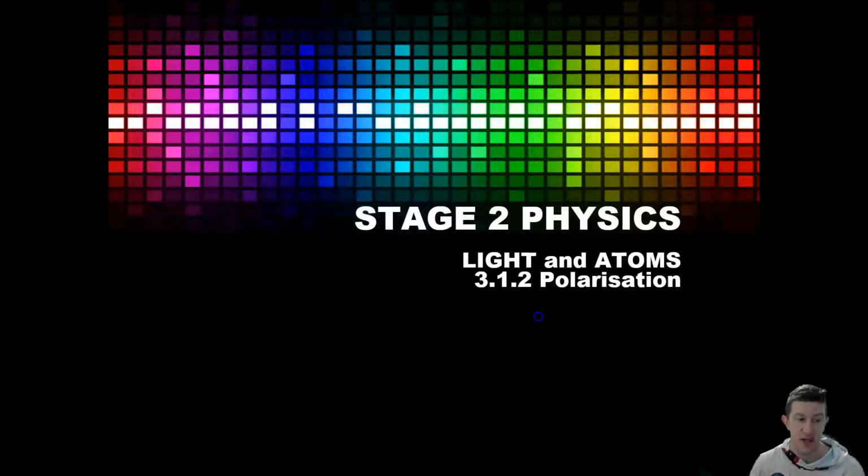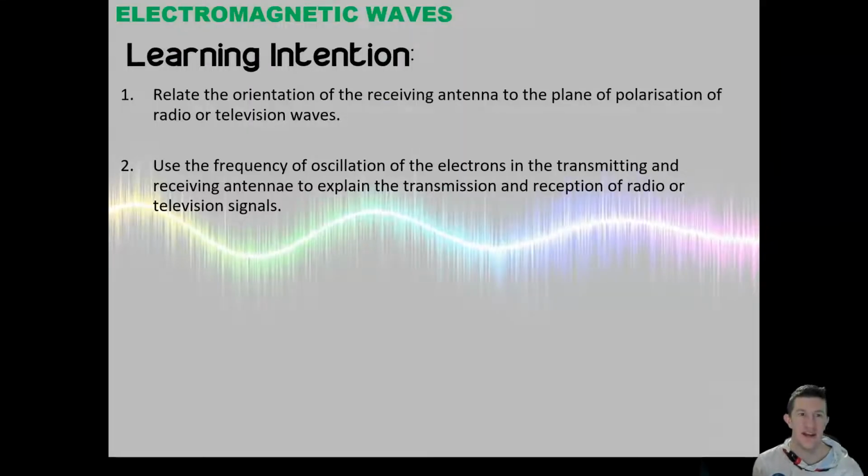In this video, we're going to look at polarization. So we're looking at this concept we touched on in the last lesson for that intro, but more specifically what it is and how we can use it. The learning intention for today's lesson is to relate the orientation of the receiving antenna to the plane of polarization for a radio or a television wave, and to use the frequency of oscillation of the electrons for that transmitting and receiving antenna in order to explain the transmission and reception of radio and television signals.